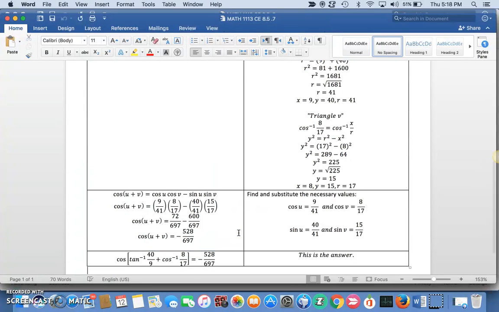The inverse trig there set up an angle, and that set up an angle. So you had the cosine of the sum of two angles, and you were able to evaluate. And that is it.